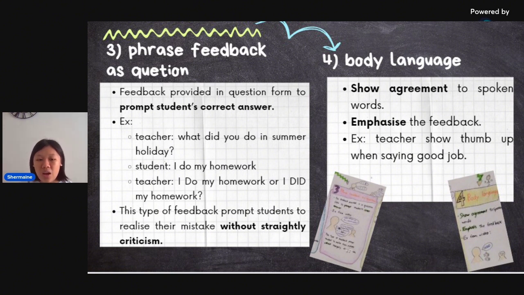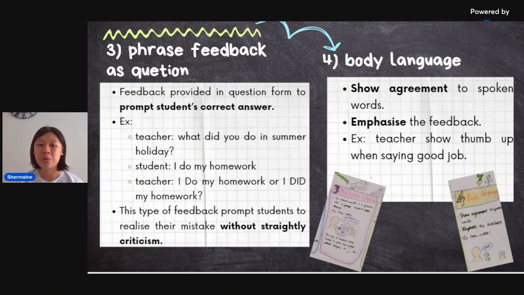Then the teacher says, "Do you do your homework or did you do your homework?" This is to show the past tense. So this type of feedback actually preserves their confidence, as it does not criticize them in front of the whole class. But at the same time, it also makes the student realize that, oh, they are wrong. The teacher says that they are wrong without saying that they are wrong. They frame it as a question, so it's more accepting to the students.